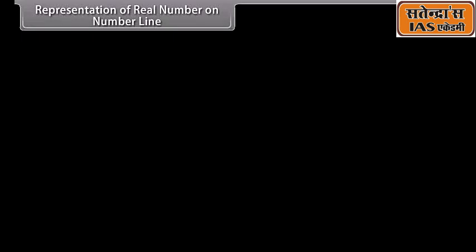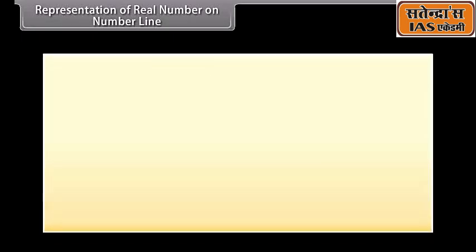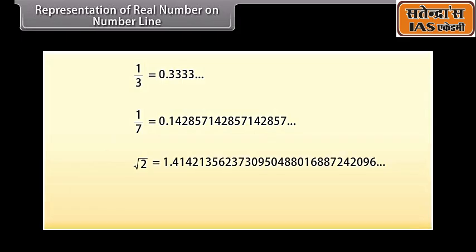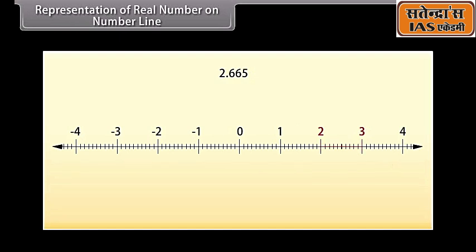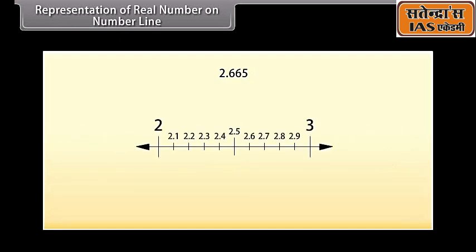Representation of real number on number line. We now know that every real number has a decimal expansion. That decimal expansion helps us to locate it on a number line. Let us locate 2.665 on a number line. We know that it lies somewhere between 2 and 3. Imagine dividing it into 10 equal parts. For a clear view of numbers, the first part represents 2.1, and the second part is 2.2, and so on. Here, 2.665 lies between 2.6 and 2.7.